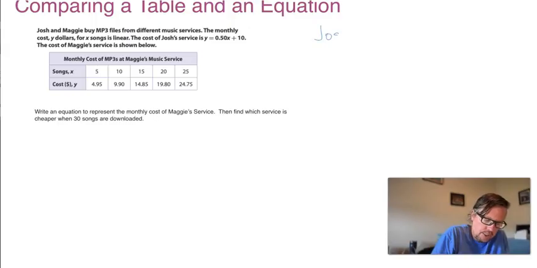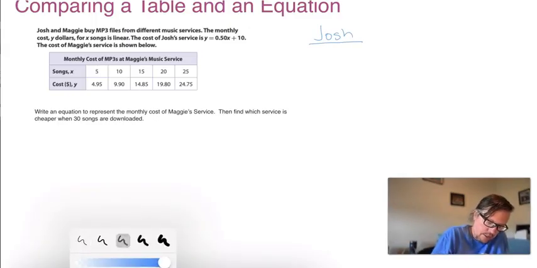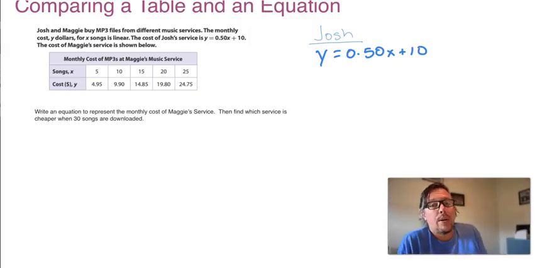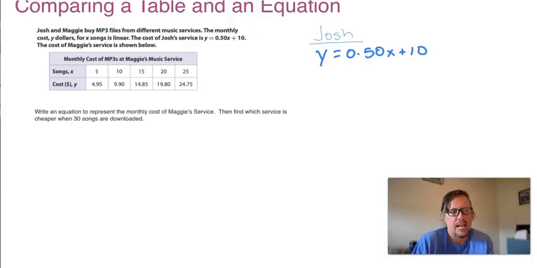So Josh is, let's make our pen a little thicker here. Josh is y equals 0.50x plus 10. Okay. We need to write an equation for Maggie, how much it's going to cost Maggie to get 30 songs. We need an equation for that because since the problem says x is the songs, we're going to substitute 30 in for x.